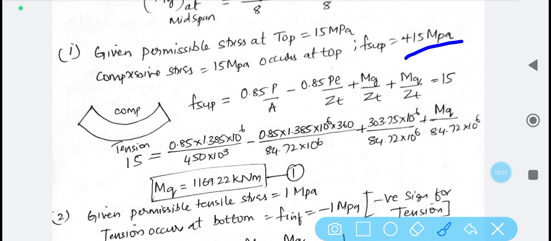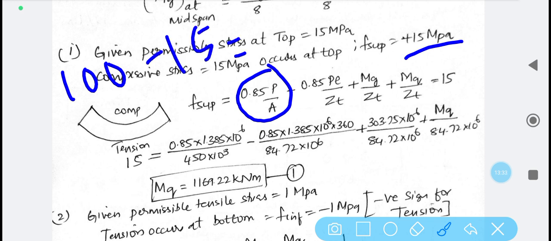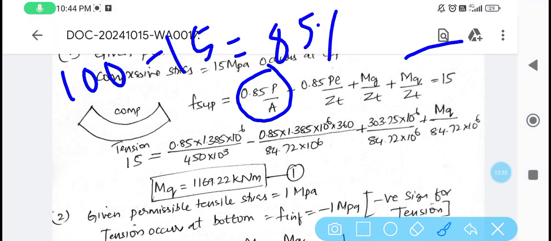And here the major thing is that we need to account for the losses. In the data, it is given that the loss is 15%. So out of 100%, the loss is 15%. What is the remaining? It is 85%. We calculate that in terms of a ratio, and that is how we got 0.85. That has to be taken into account only for the pre-stressing phase.